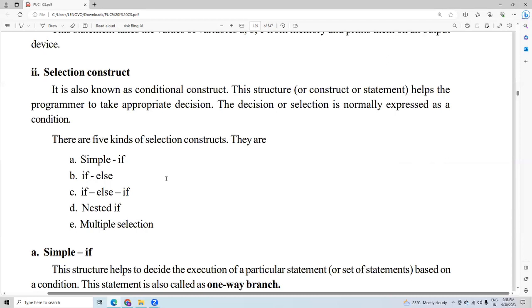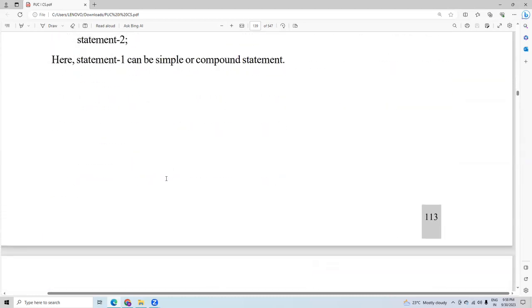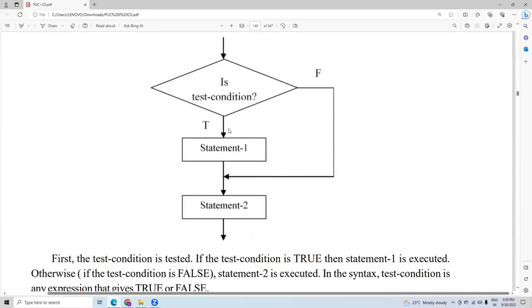So there are 5 kinds of selection constructs. They are simple if, else, if and multiple selection. And statement 1 can be simple or complicated. If there are more than one statement comes, then you can enclose them into a flower bracket. There are no issues in that. See here, the if condition, sorry, it's a flow chart.